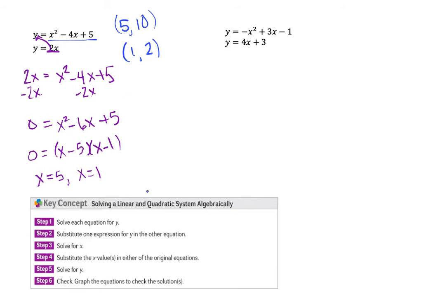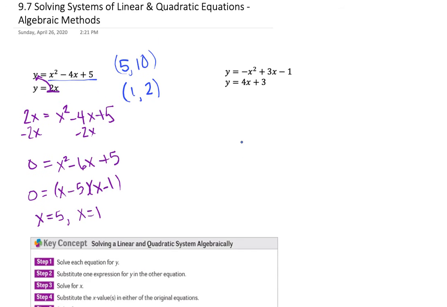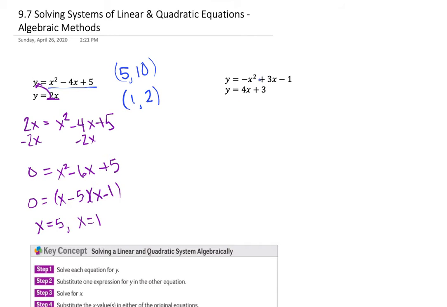I do have a video on how to solve a linear and quadratic system algebraically, and those are the steps we went through, but I'm sure this is in your book. Let's do this. These are already set up the way we want them, where they're solved for y. So let's go ahead and just substitute this in for this y right here. So I have 4x plus 3 equals negative x squared plus 3x minus 1.